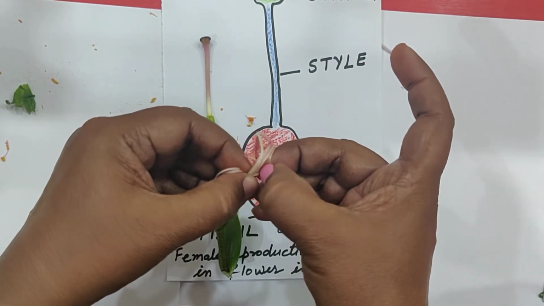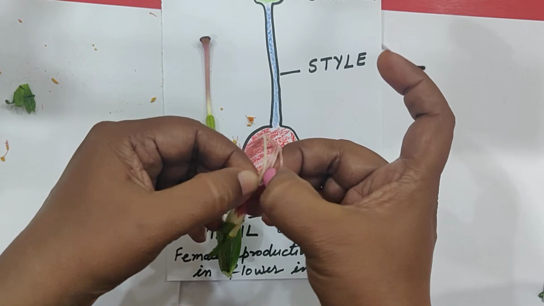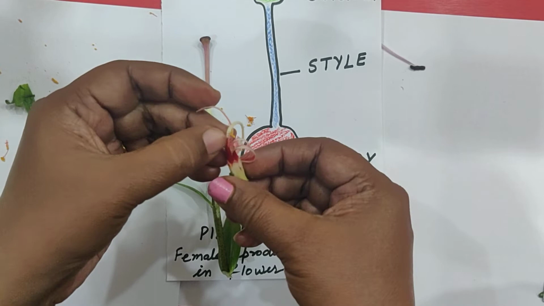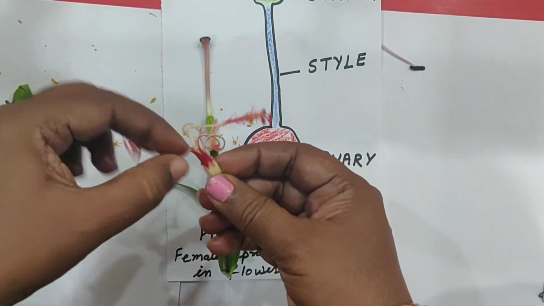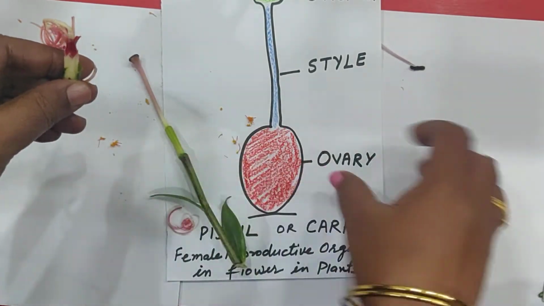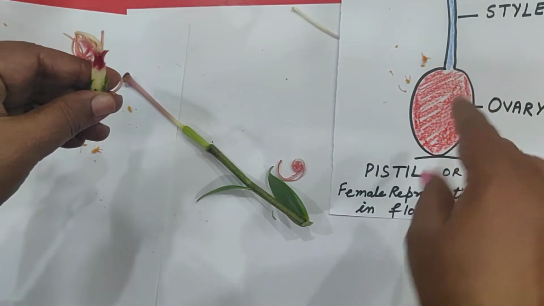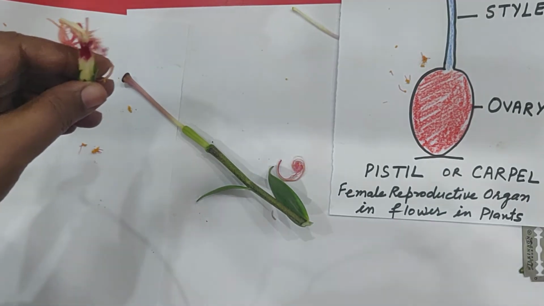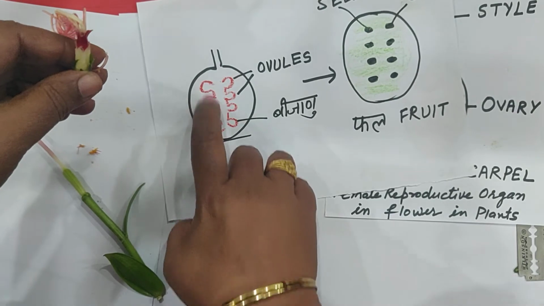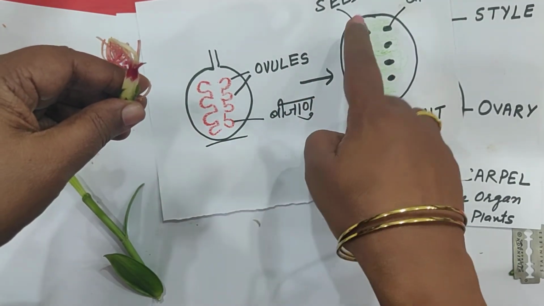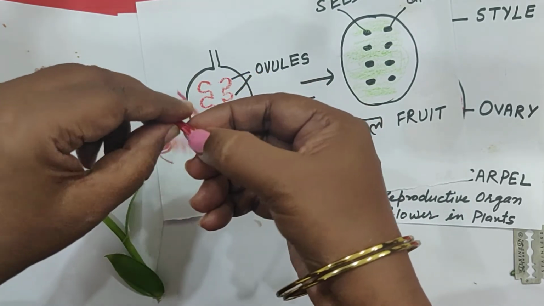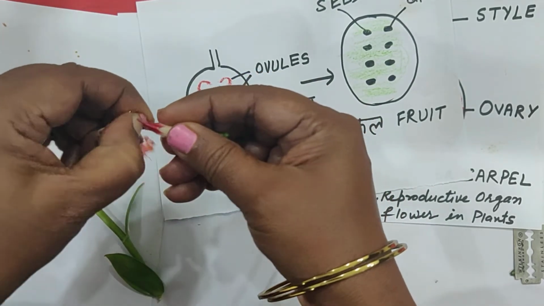Let us remove this outer covering and now we will see in this ovary there are very small structures called ovules. Ovules. These ovules become seed in future after fertilization. Now let us see ovules.